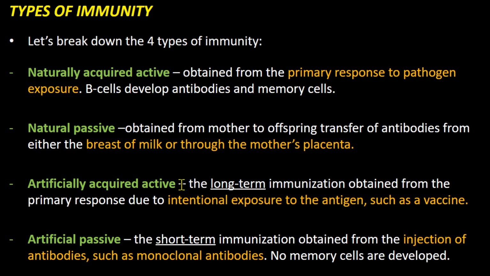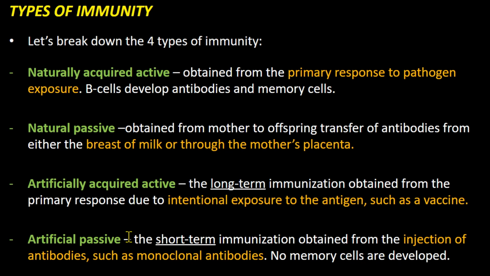Artificially acquired active immunity is the long-term immunization obtained from the primary response due to intentional exposure to the antigen, such as a vaccine. So again, this is like before you get infected, you will get an injection of the antigen, or at least a part of the antigen or a part of the pathogen, into your body, and that will stimulate B cell production, so that if you were to get infected in the future, it would limit how much the infection would actually affect you.